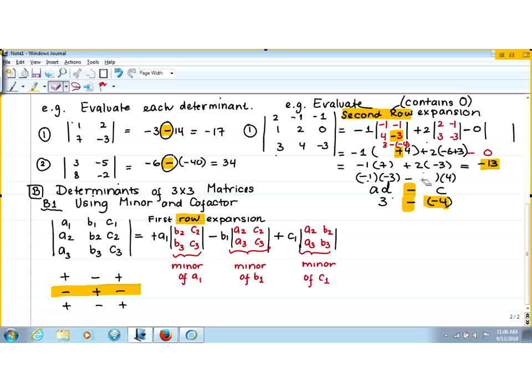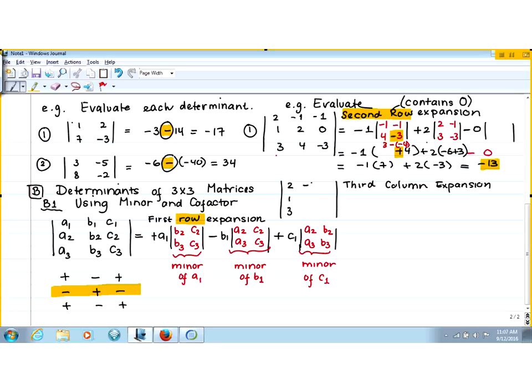Yes, so let's do it. You want to do it first row? So let's do that using first row expansion, or actually, which one? Third column expansion. Do you want to do third column? Why do you want to do third column? It has a 0? Yes. So third column expansion.